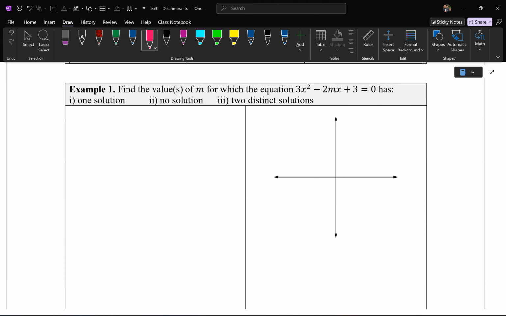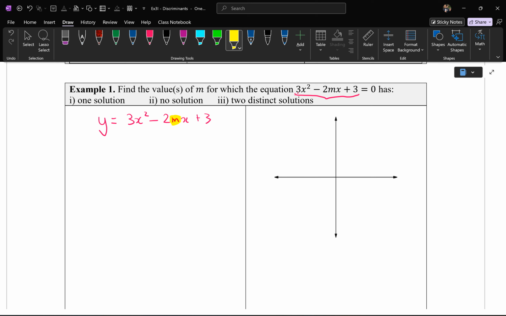Here's an equation. Let's just take the first bit here. Let's say I gave you this equation. I say y is equal to, and then we've got a quadratic equation: 3x squared minus 2mx plus 3. Now the problem here is we can't sketch this equation yet because we do not know what m is.